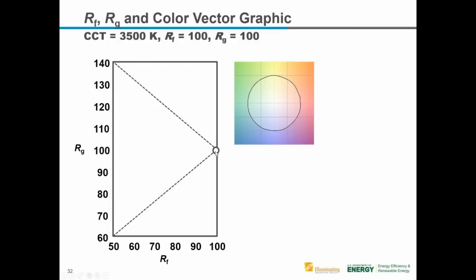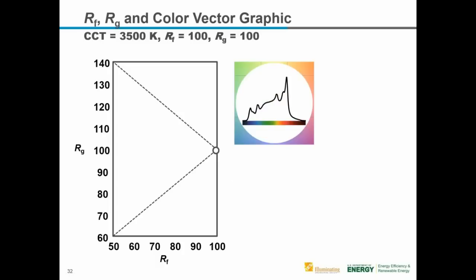And this is a fixed point. So if RF is equal to 100, then RG also has to be equal to 100, and vice versa. This represents a reference illuminant or another source that can achieve the same rendition of the 99 color evaluation samples. In this case, the color vector graphic is simply a circle where the test and reference illuminant overlap.